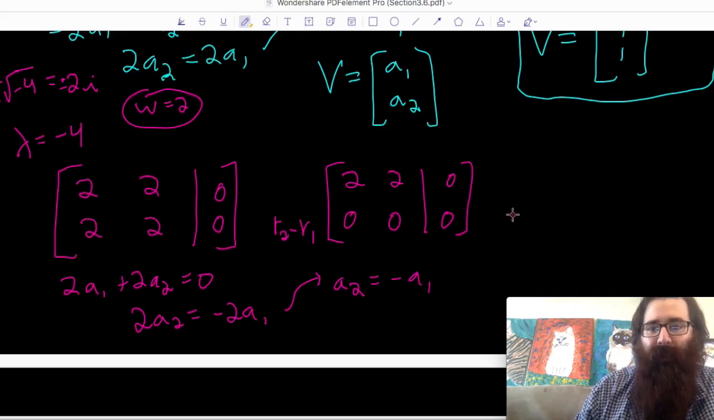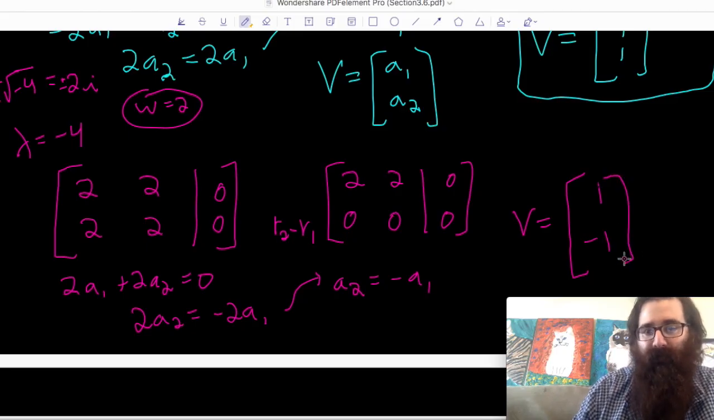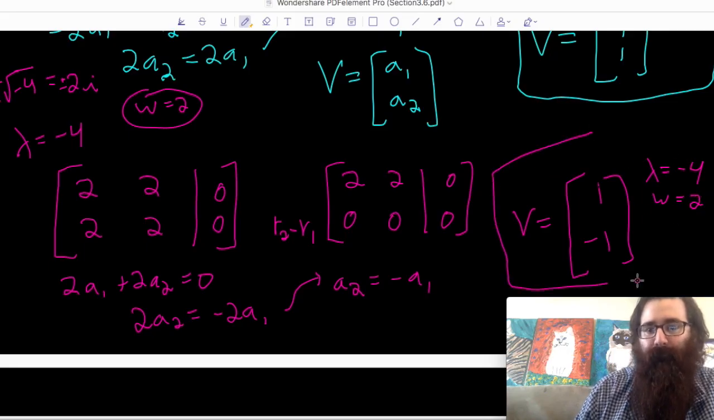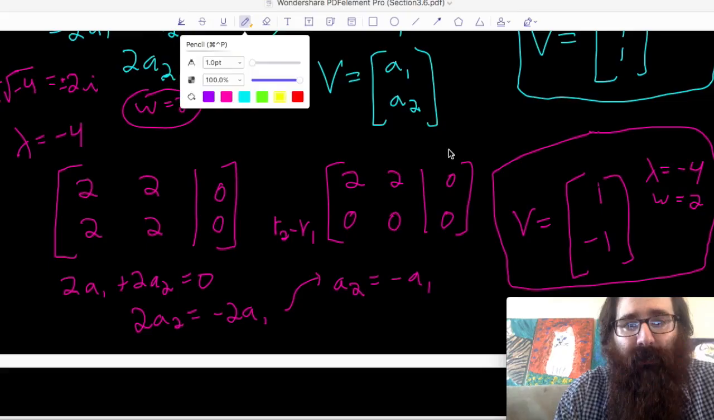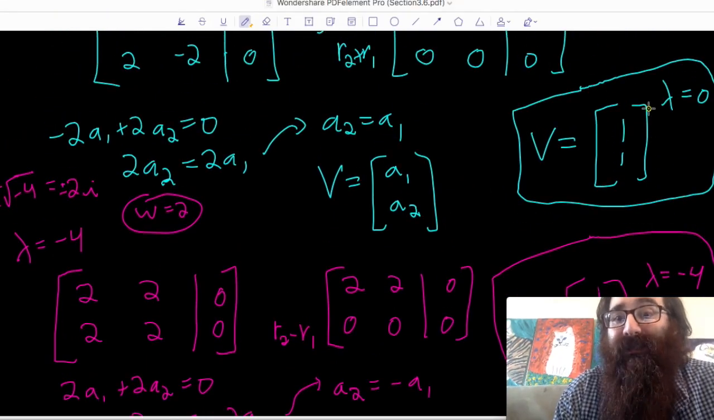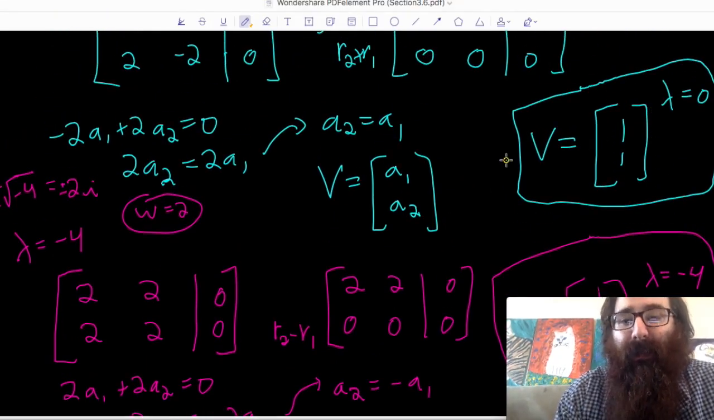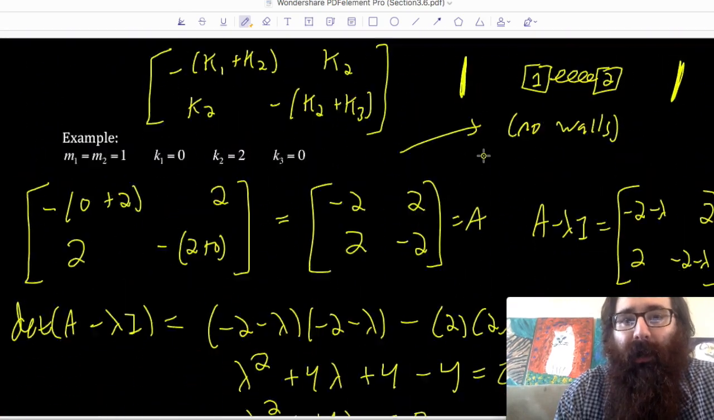So if I want to build a non-trivial vector from this, I would say, well, let a sub 1 be 1, for example, and a sub 2 is the opposite of that, so negative 1 in this case. And that would coincide with the eigenvalue of negative 4, but we also said that coincides with a frequency of 2. That is important to think about, because now we're ready to build our solution. My first eigenvalue was 0, and we discussed that special topic when we have a 0 eigenvalue.